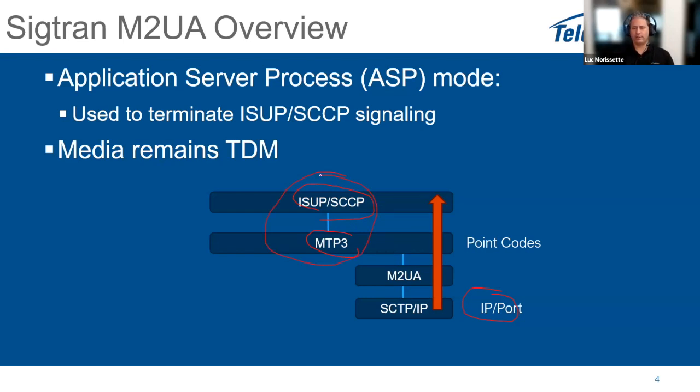When I show you the traces we will take from the system later, you will see that it's exactly the same. However, the media remains TDM. So it's still TDM. It's only the signaling that is now on the IP network. The media is still on the TDM network.